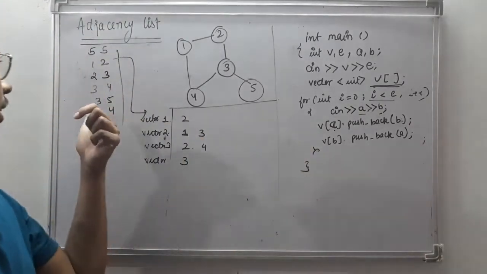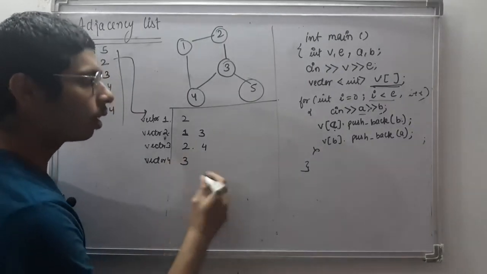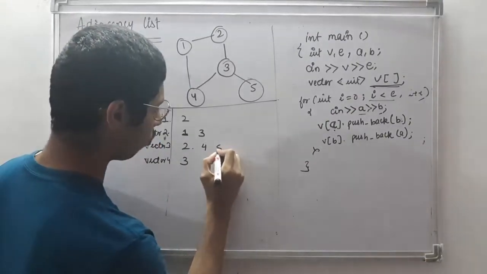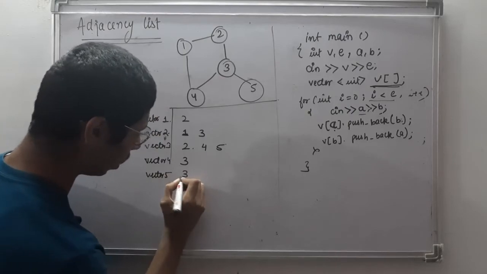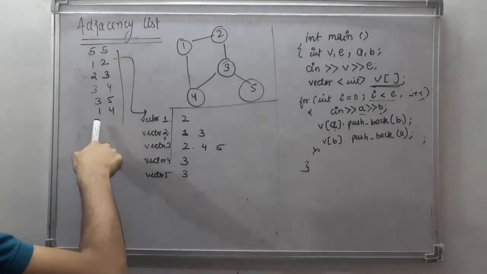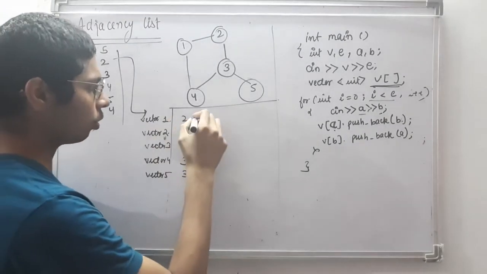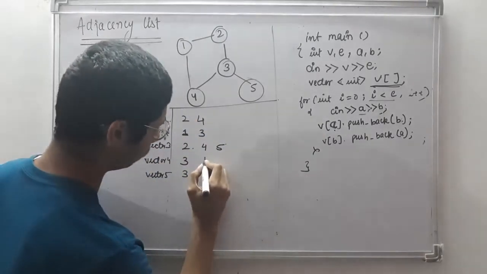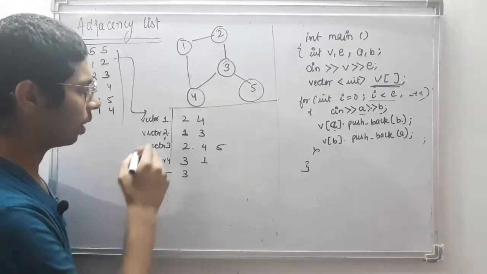Then again 3 and 5. So in vector 3 we have to insert 5, and in vector 5 we have to insert 3. After that, the last one is 1 and 4. In vector 1, we insert 4, and in vector 4, we have to insert 1. So you can see that this is the adjacency list representation.